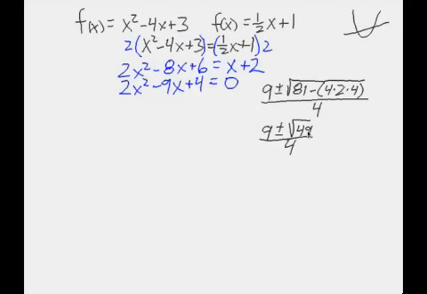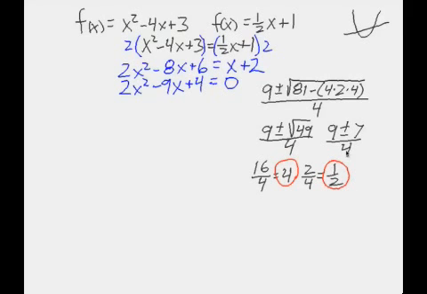But square root of 49 is just 7. So this is 9 plus or minus 7 over 4. Well, 9 plus 7 is 16 over 4. But that's just 4. 9 minus 7 is 2 over 4, but that's just 1/2. So there are my two x values of my intersection points, 4 and 1/2.